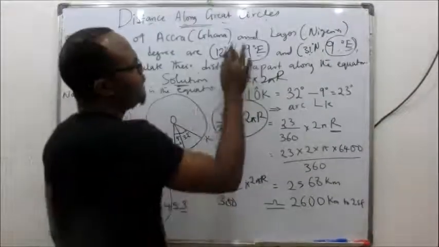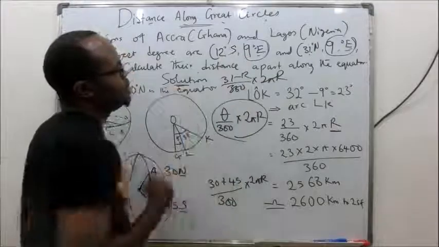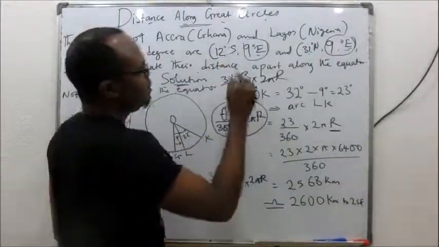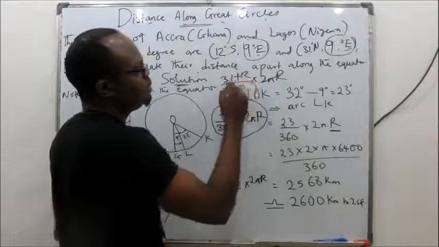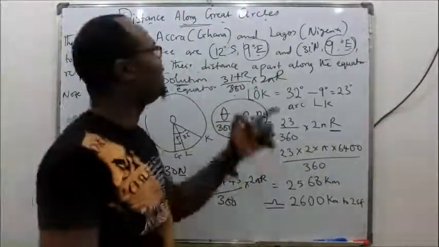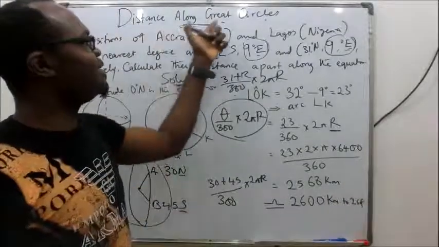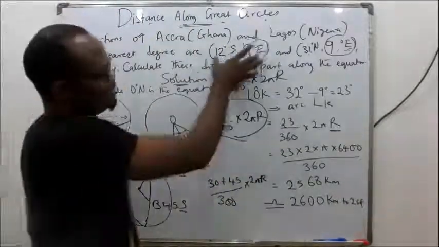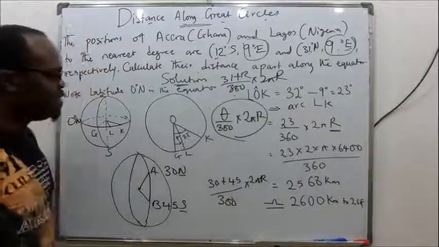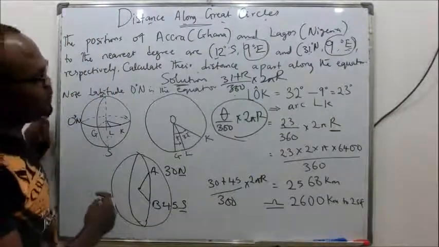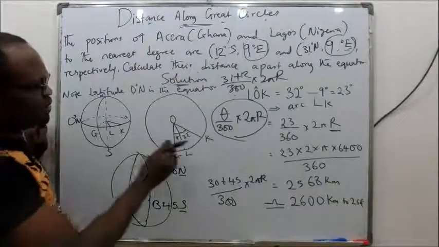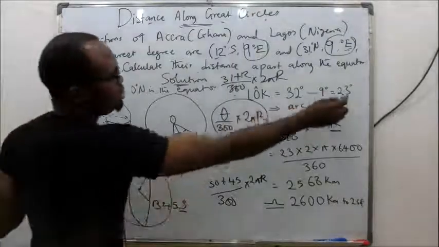But had it been you have 12 south and 31 north, you have 31 plus 12. So that is how you go about solving for distances along great circles. So once you see the question, look at it very well, analyze it before you solve it. Now, why did we have to subtract in order to get 23?